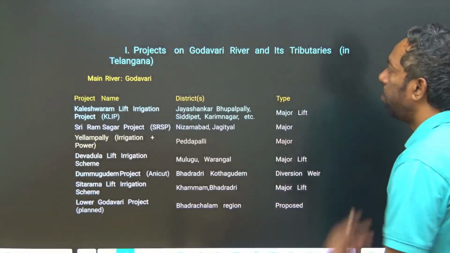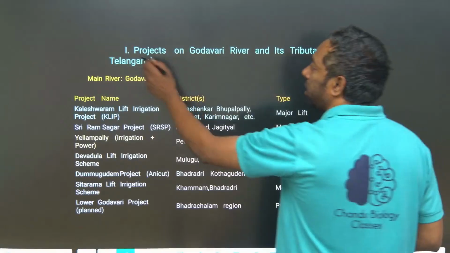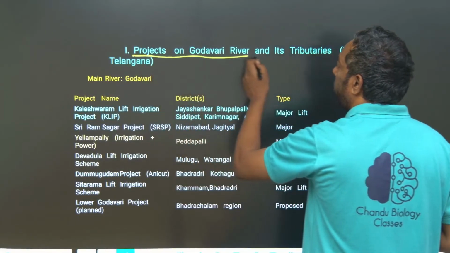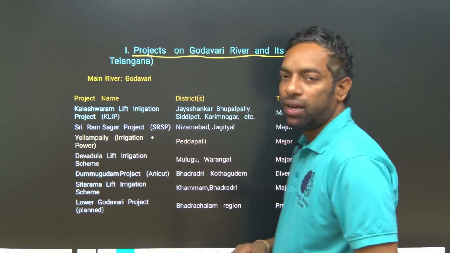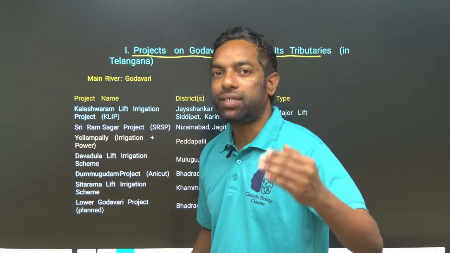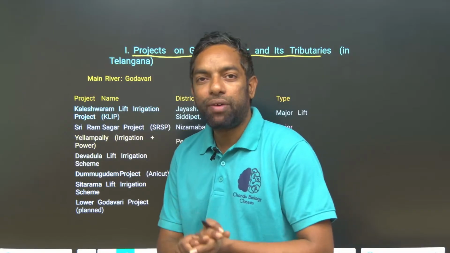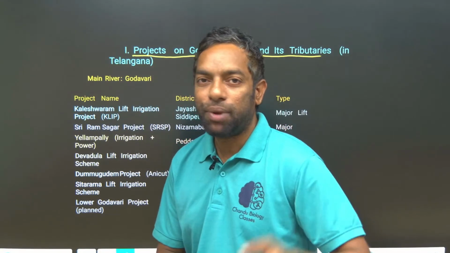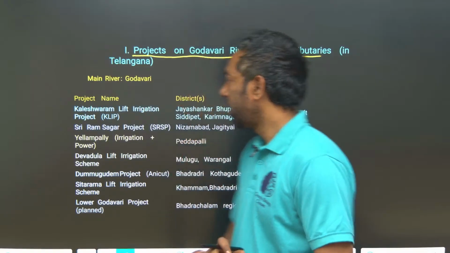Next, projects on the Godavari river, irrespective of minor and major. Okay, projects on the Godavari and its tributaries. The irrigation projects on the Godavari and its tributaries, irrespective of minor and major. Okay, yeah.